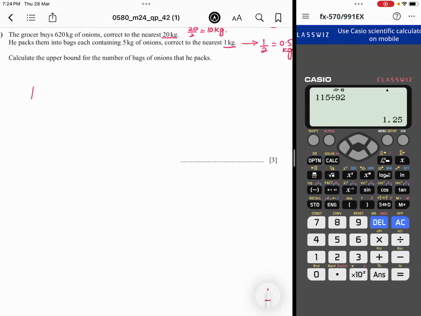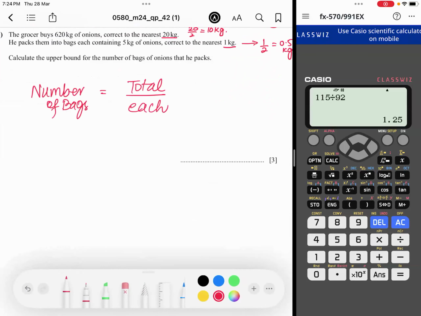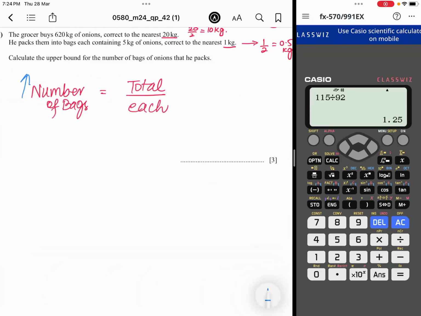So, beta, number of bags, we need to make a formula first. Number of bags is equal to total divided by each. So now the examiner is asking to calculate the upper bound for the number of bags of onion that he packs. So upper bound of total, but lower bound of each bag.